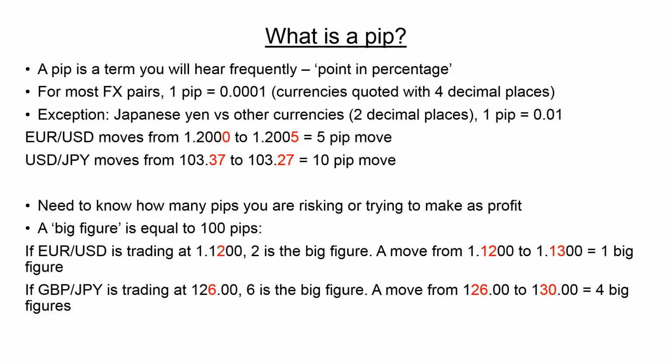So if euro dollar is trading at a price of 1.12, the 2 I've marked in red there is the big figure. So a move from 1.12 to 1.13 is a 1 big figure move on euro dollar. For another example, if sterling yen is trading at a price of 126.00, the 6 is the big figure. A move from 126 to 130 is a 4 big figure move.